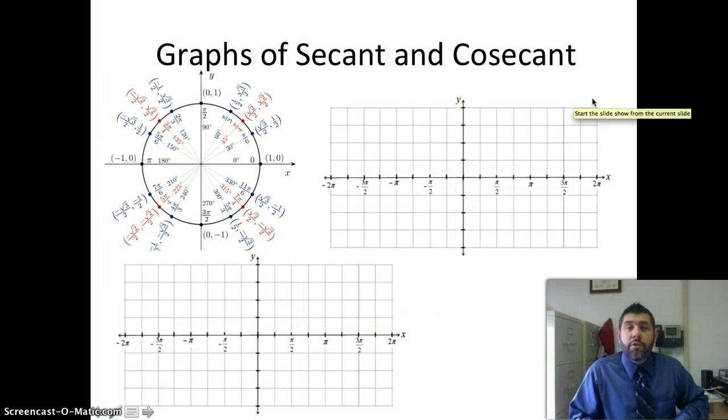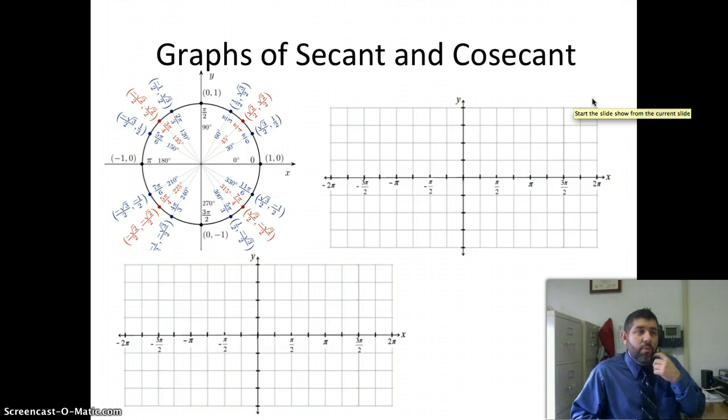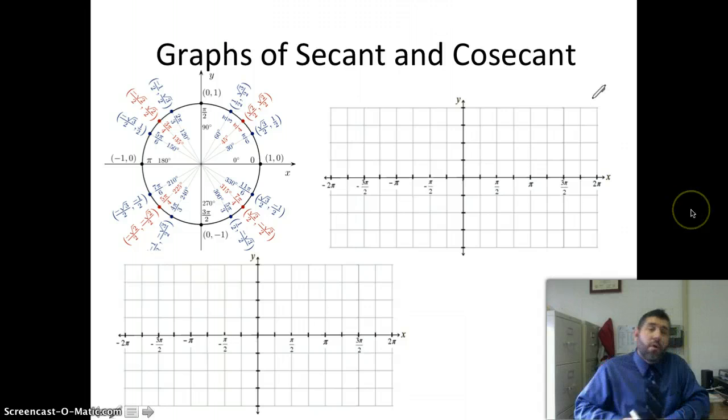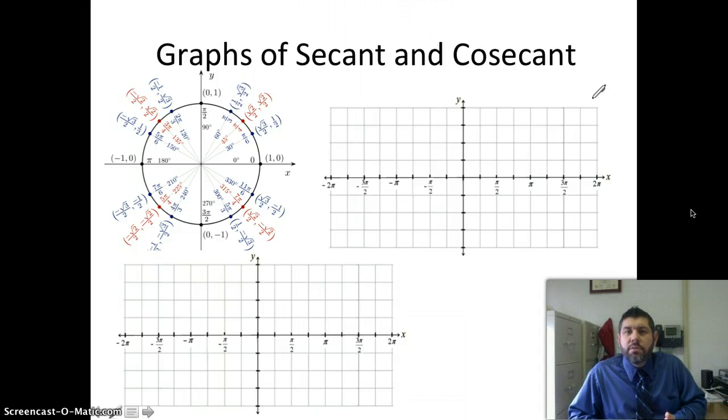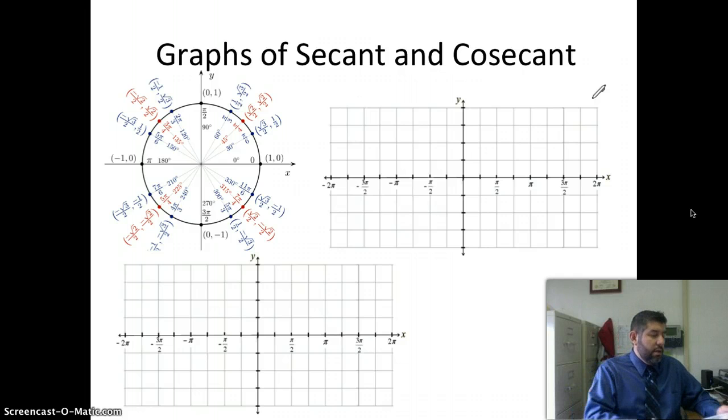I'm going to be going over graphs of secant and cosecant. So we're going to look at cosecant and secant, and I'm going to refer back to when I did step-by-step graphing. And if you aren't in my class, this should make a little bit of sense. I'll try to do a little bit of both. It should make a little bit of sense for both of it.